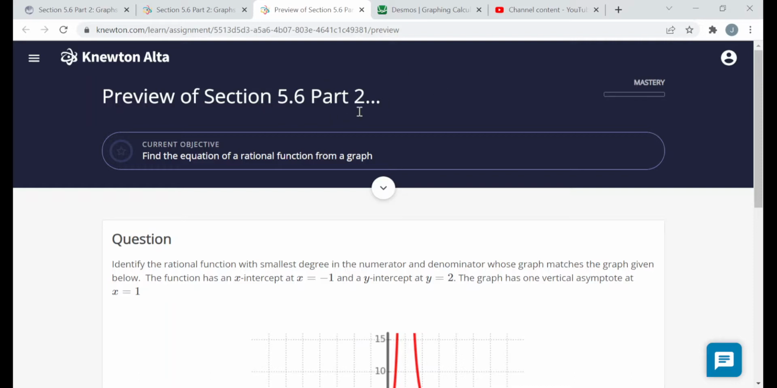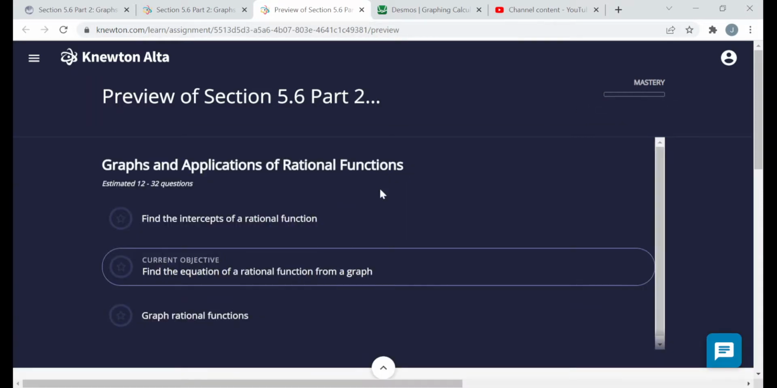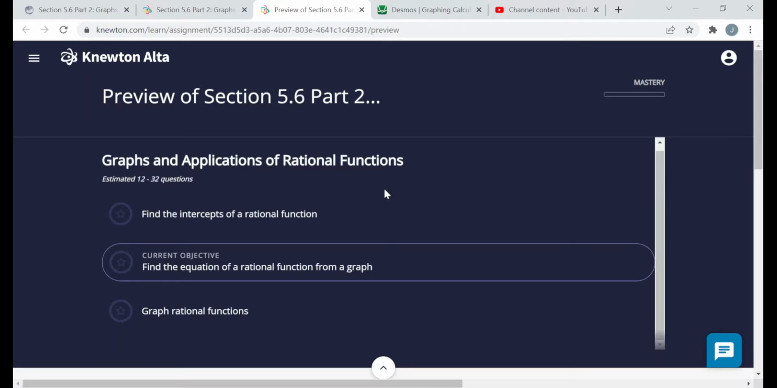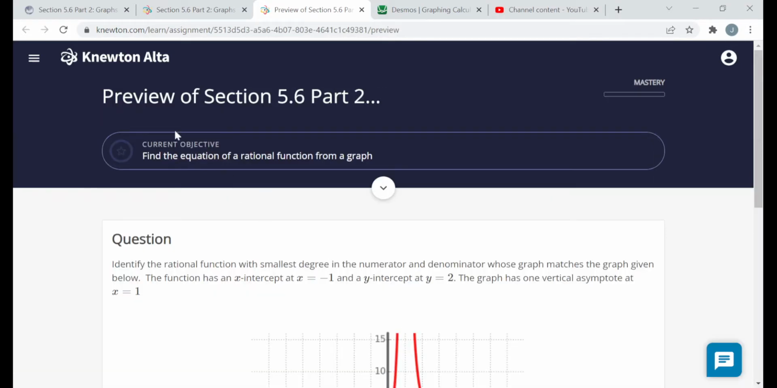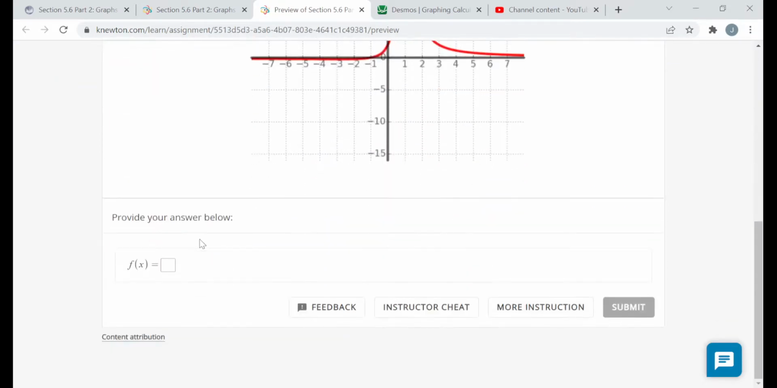On your assignment page you have the title, mastery bar, you can see the objectives. Looks like there are 3 objectives for this assignment. Under the current objective, there should be a question related to that objective, and then at the bottom of every question there should be a feedback button where you can send feedback to Knewton if you have any issues.